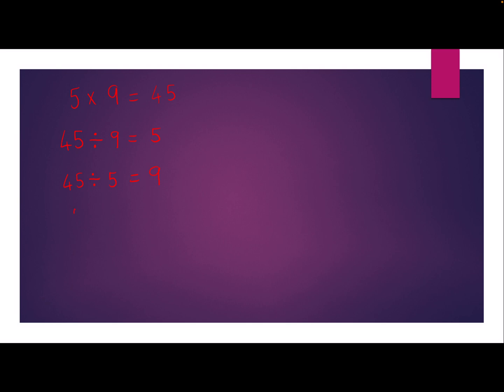Okay? The big number always has to go first, because that tells us how many actual things we've got, how many total things we've got, how many total cakes, how many total sweets, how many total puppies, it doesn't matter what it is. And then this number can tell us one of 2 things. It either tells us how many in each group, or it tells us how many groups. And then this number tells us the other one. Okay?